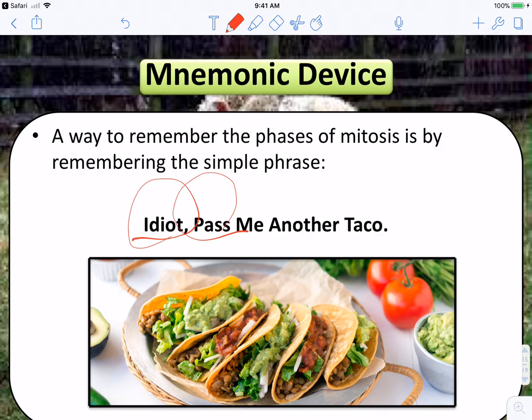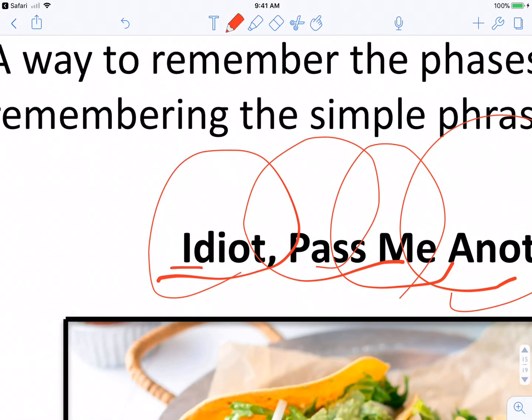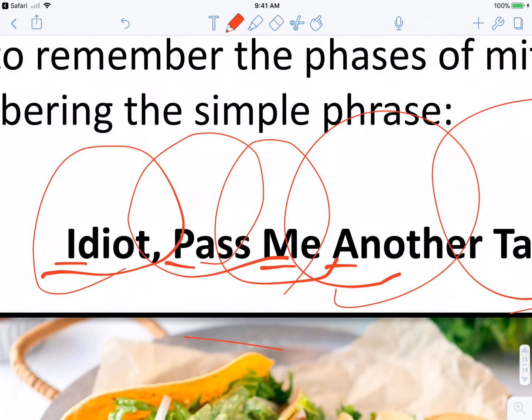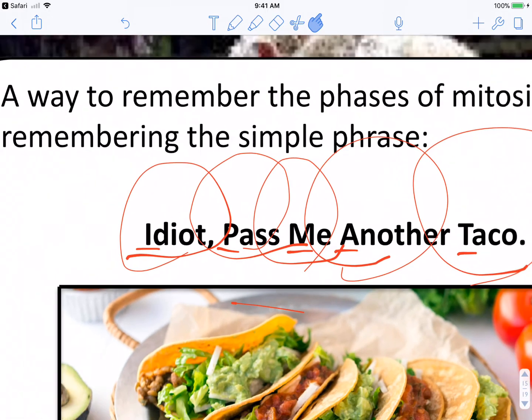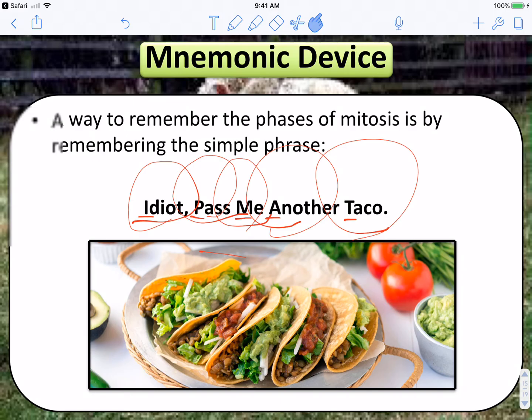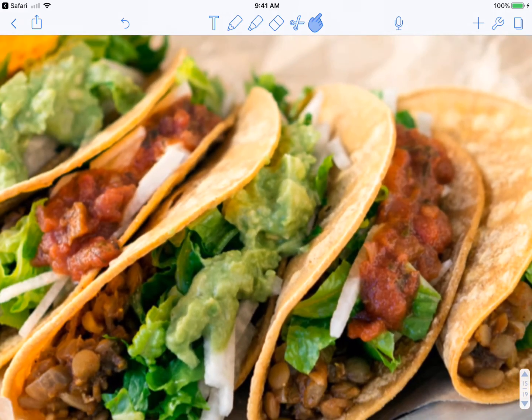Idiot, pass me another taco. So if we look at the first letters here, I, P, M, A, and T, those are the same first letters and order of the phases of mitosis and meiosis. So remember, idiot, pass me another taco. Tasty.